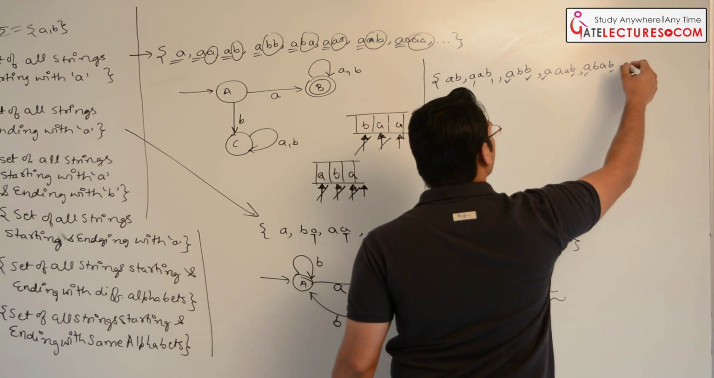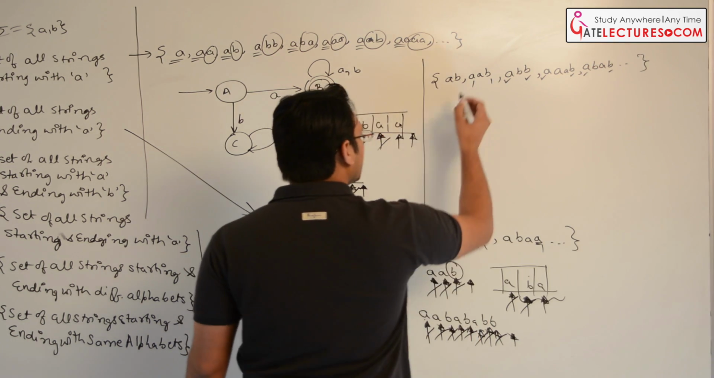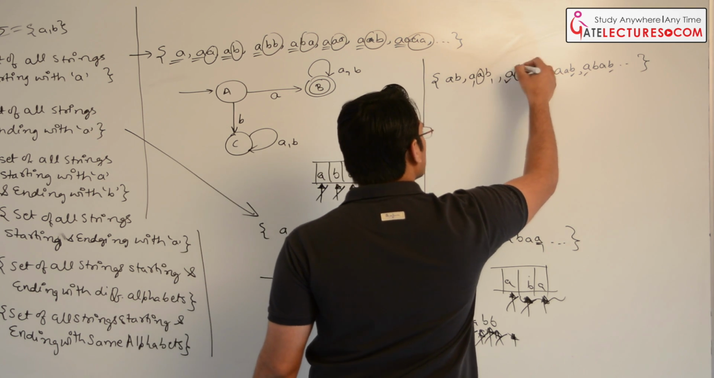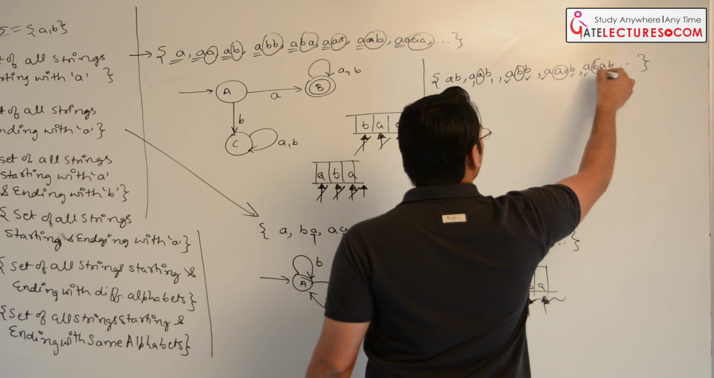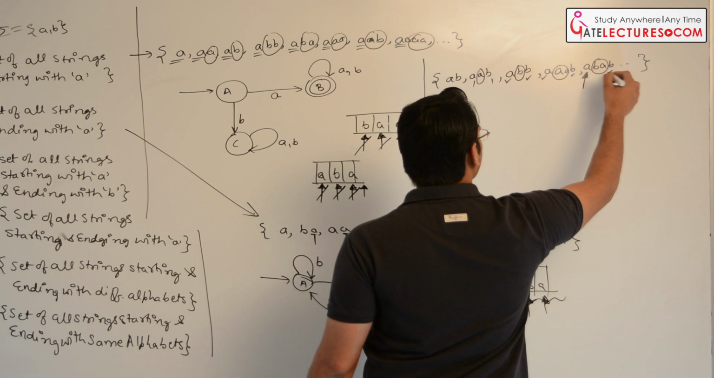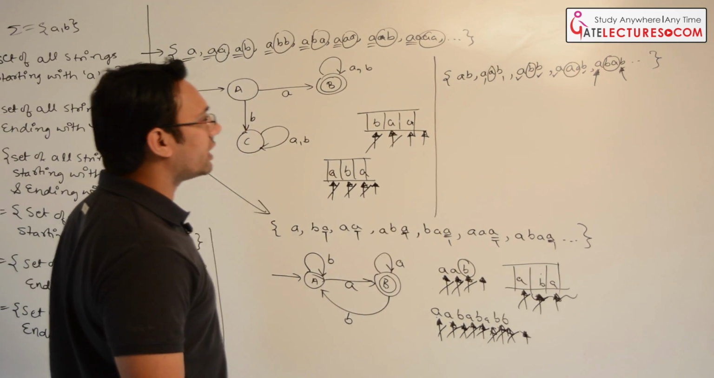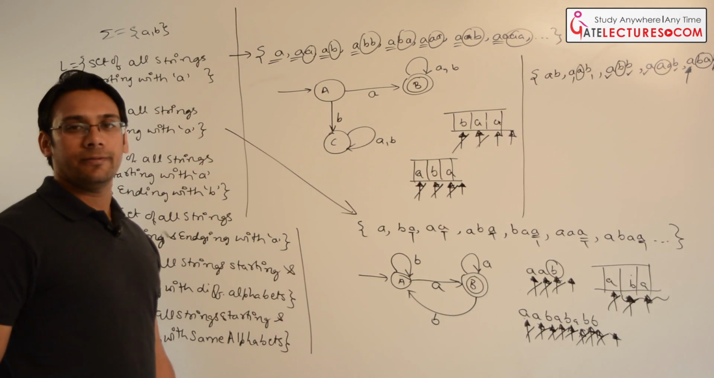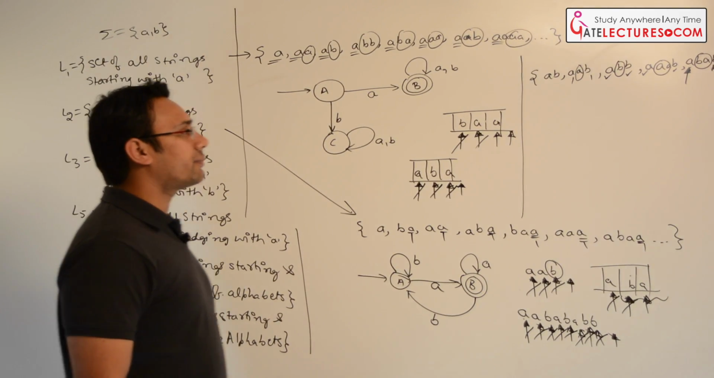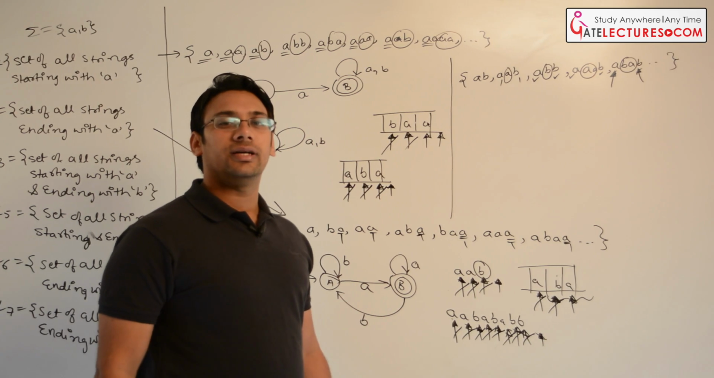ABAB, starting with A and ending with B, and so on. That means it does not matter what the middle symbol is. We are always going to look at the initial symbol and the final symbol. Initially we should get an A and finally we should get a B. If you are getting a B, that means the string is accepted. If you are not getting a B, that means the string is not accepted.